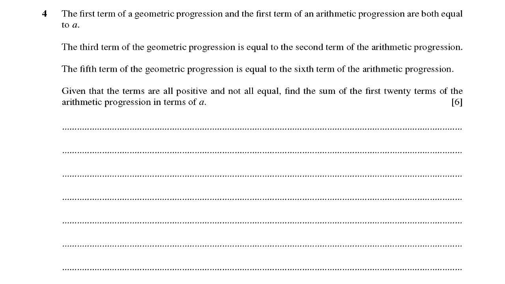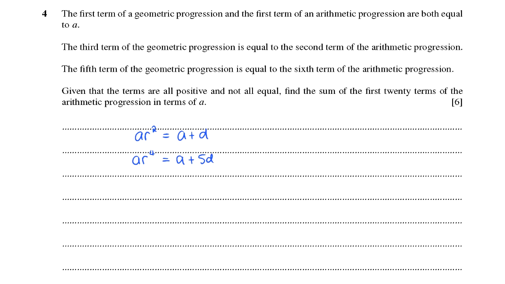All right, so we're going to have to create some equations and find the sum in terms of A. Let's do that. The third term of the GP is AR to the n minus 1. N is 3. Minus 1 you get 2, and so it's AR squared. And that's going to equal the second term of the AP, which is A plus n minus 1 D. Again, second term, 2 minus 1, it's just going to be A plus D. The fifth term of the GP, likewise, is going to be AR to the 4, because we get 5 minus 1, and that's going to equal the sixth term of the AP, so it's going to be A plus 5D.